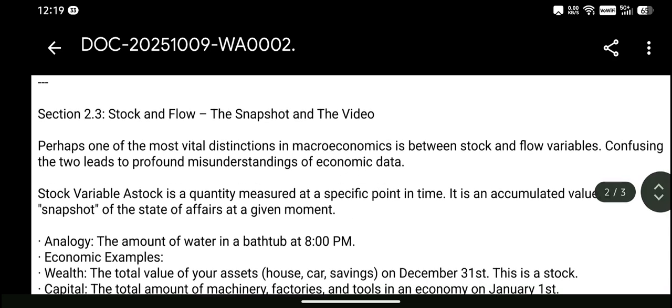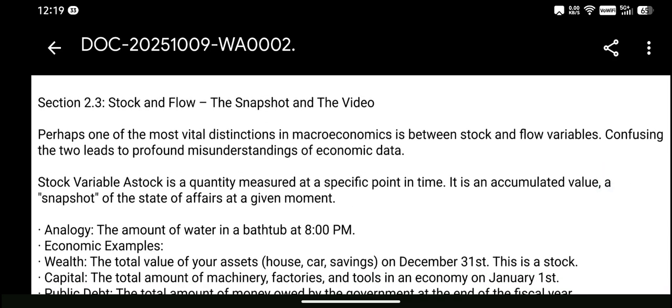Section 2.3: Stock and Flow. The snapshot and the video. Perhaps one of the most vital distinctions in macroeconomics is between stock and flow variables. Confusing the two leads to profound misunderstandings of the economic data.